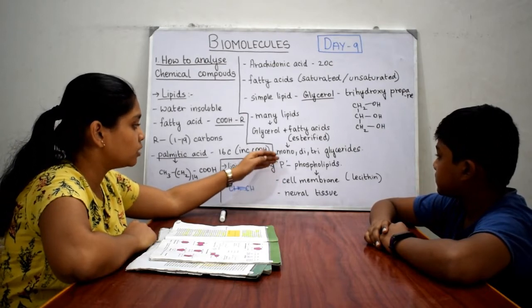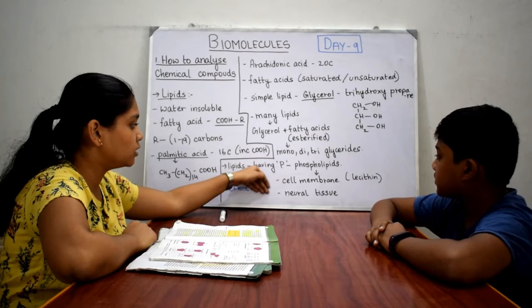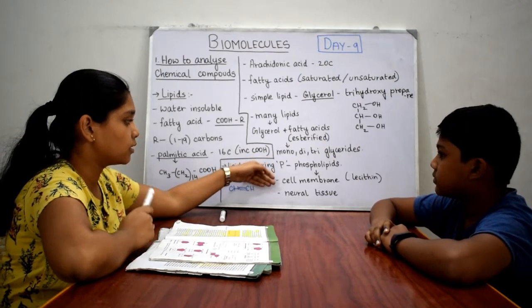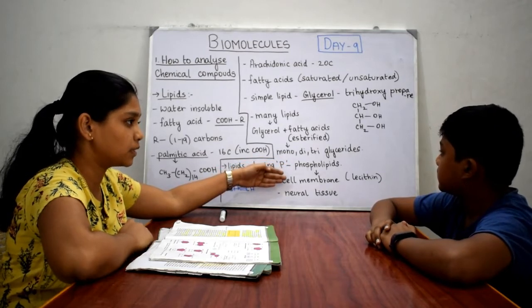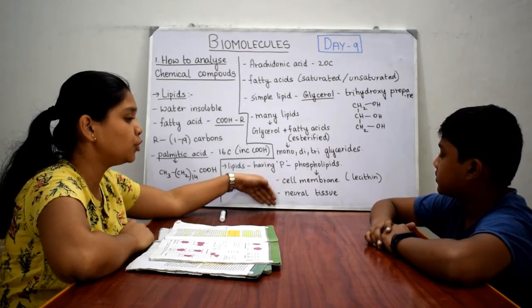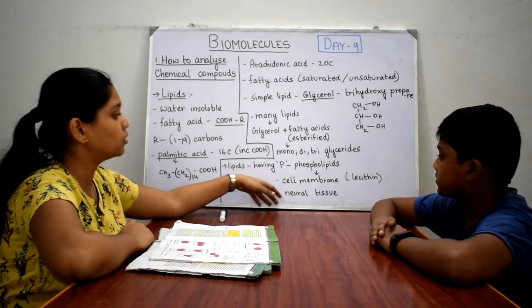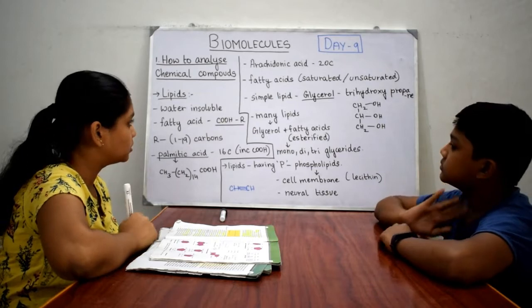These phospholipids are generally present in the cell membrane, for example lecithin. Lecithin is a phospholipid which is present in the cell membrane. These phospholipids are also present in neural tissue, so it is also present in the nervous system. So this is about lipids.